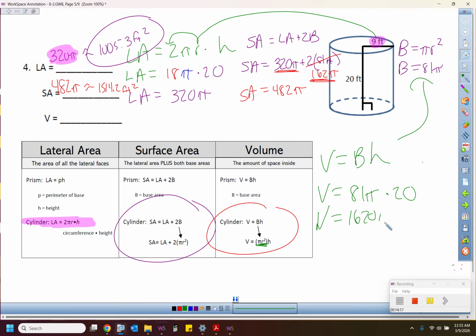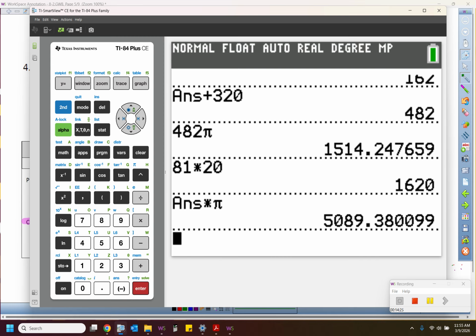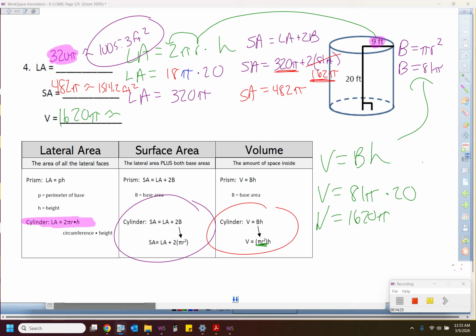1620 pi. And then that's about, when we punch that in, so times pi, 5089.4 square feet. So all that is pretty lame, finding the lateral area, surface area, and volume.